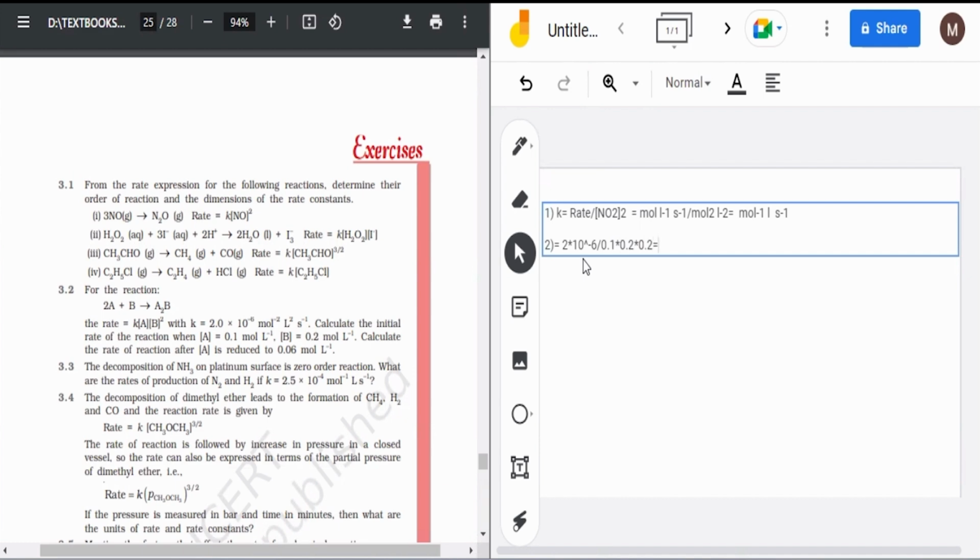So what we will get: 10 power minus 3 from here, and 10 power minus 9. So 2 into 2 into 2 is 8. 8 into 10 power minus 9 is our answer. Okay, so this is the answer for the rate. After that, they asked to calculate the rate of reaction after A is reduced to 0.06 mole per liter. That is, when the concentration of A becomes 0.06 mole per liter, we have to find the rate. Okay.